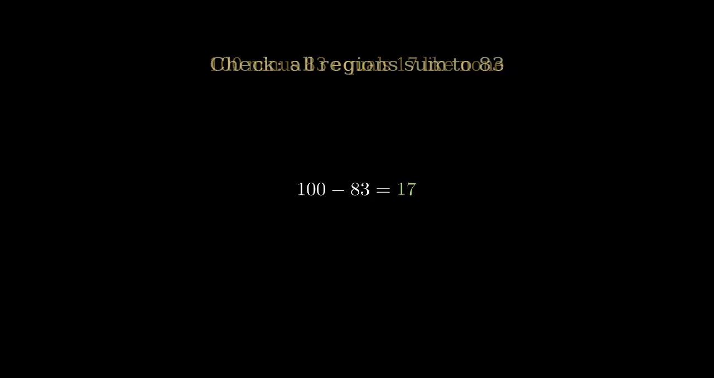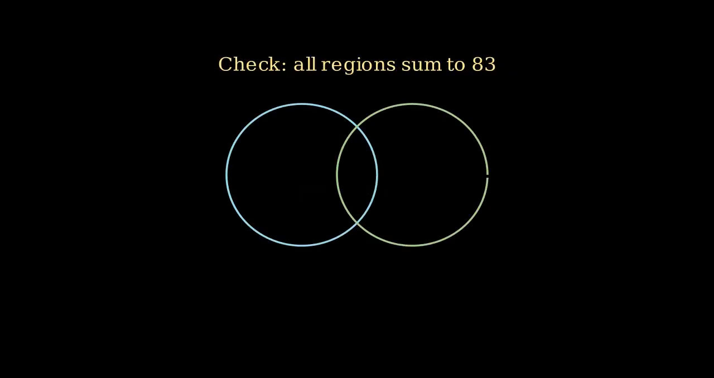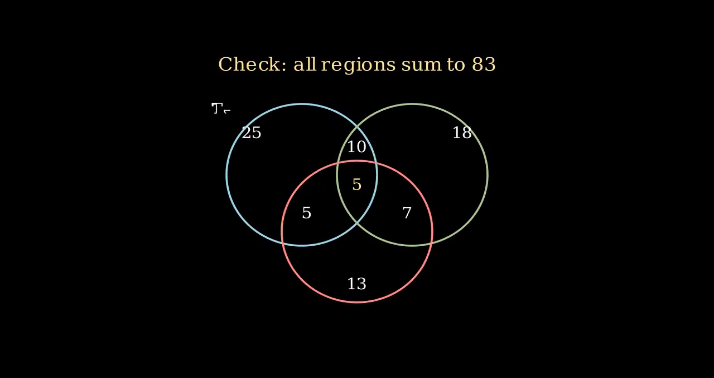And this checks out region by region too. Only tea, only coffee, only juice, each pairwise only region, and the triple overlap all come out non-negative, and they sum to exactly 83, confirming this is a genuinely realizable set of numbers.